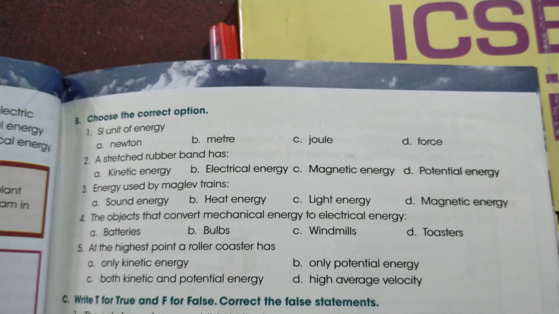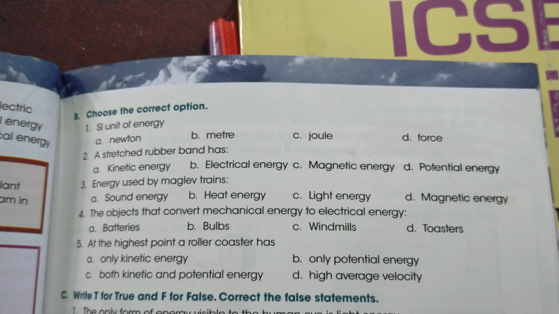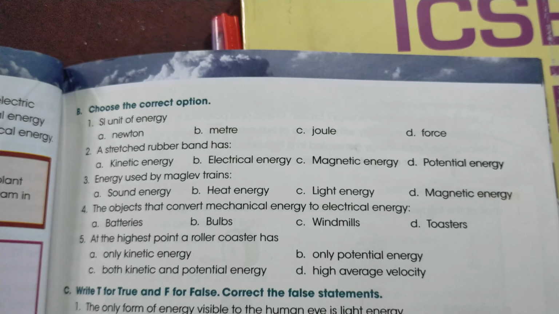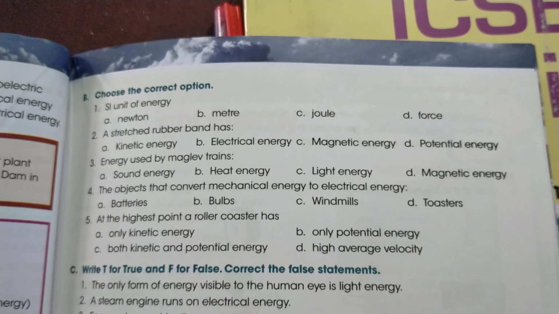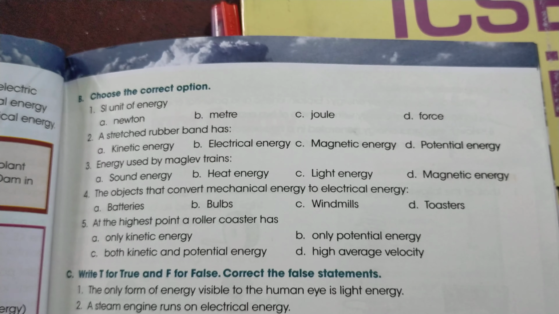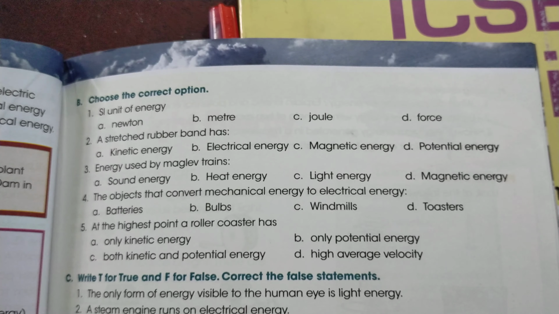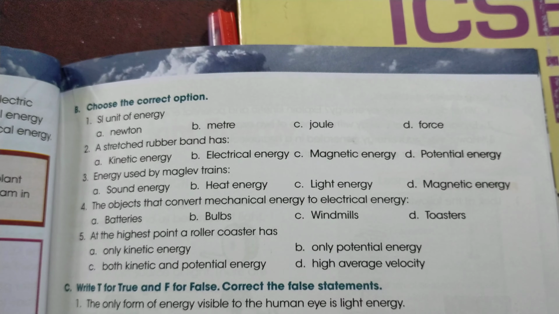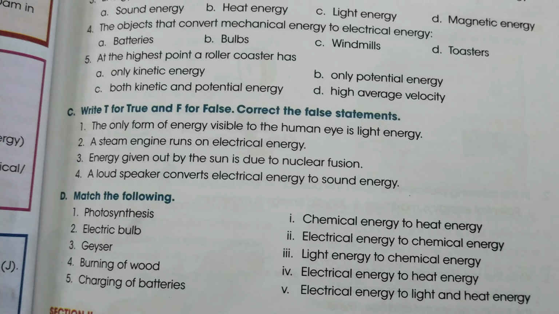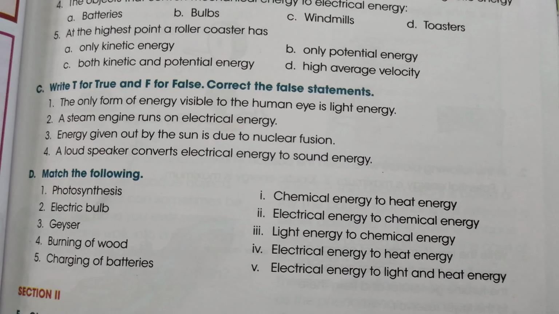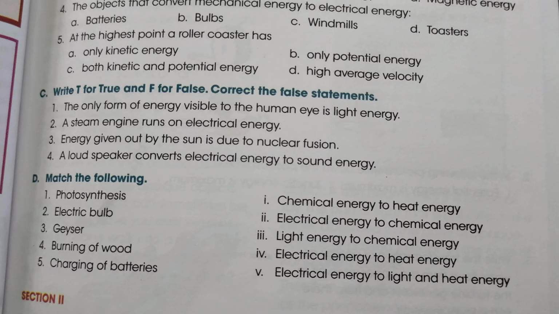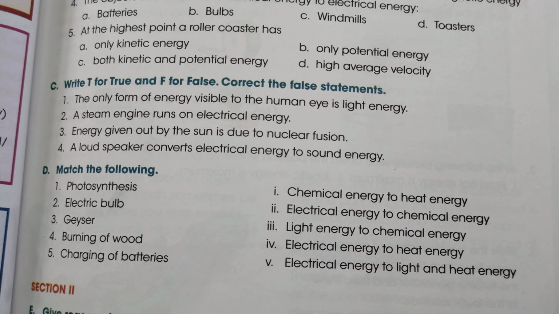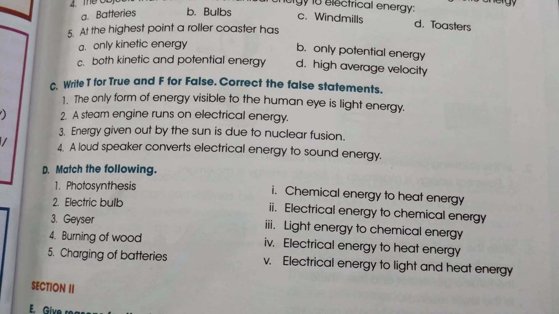At the highest point, a roller coaster has high kinetic energy. That is only kinetic energy, right? Sorry, that will be potential energy, because at the highest point potential energy is maximum, so it has potential energy. That is option number B. So these are the true and false that also you will be doing by yourself. The only form of energy visible to the human eye is light energy. That is true. A steam engine runs on electrical energy. That is false.